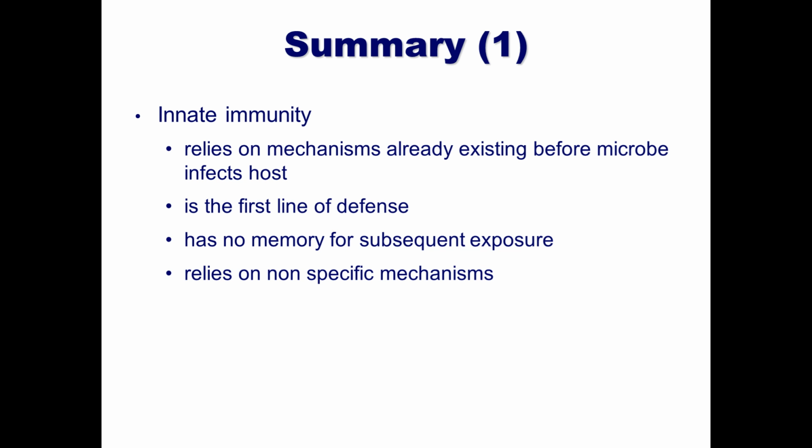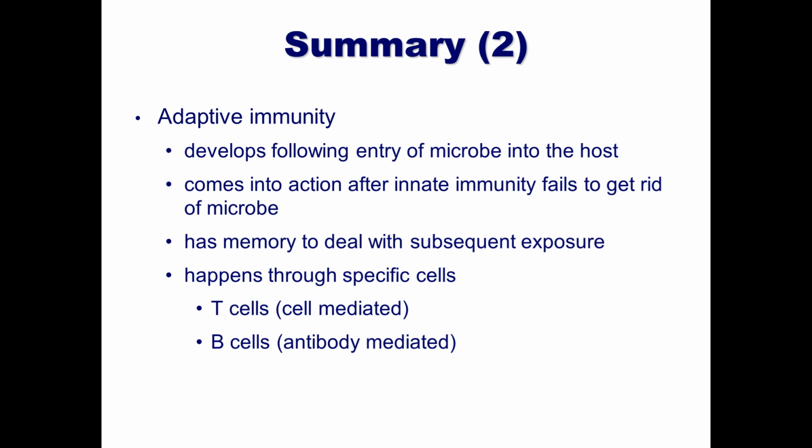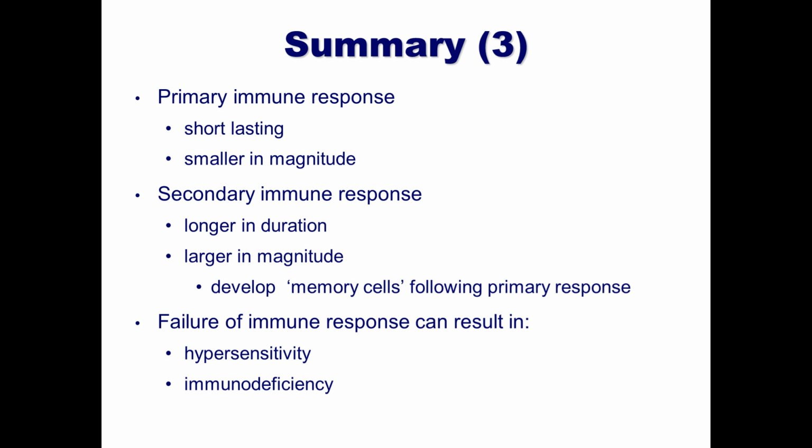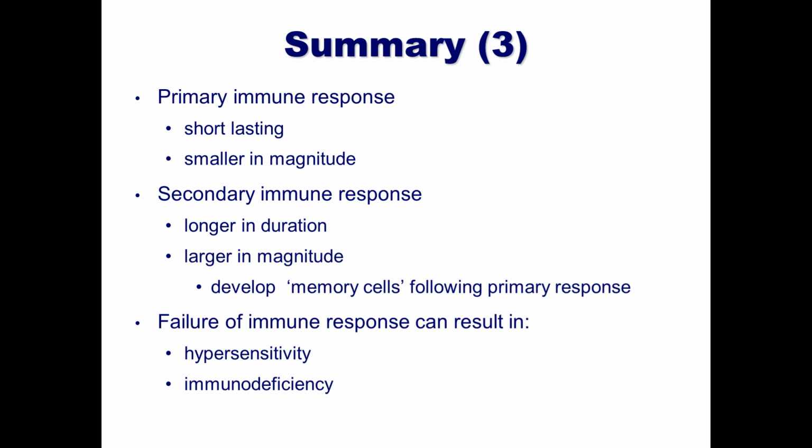We studied innate immunity. It is the first line of defense, has no memory and is a non-specific mechanism. Second, adaptive immunity develops after entry of microbes into the host cells, and it has a memory to deal with subsequent exposure and acts on specific cells: T cells, B cells, and memory cells. Third, the primary immune response is by IgM, the secondary immune response is by IgG, and failure of immune response can result in hypersensitivity and immunodeficiency. So these are all the types of immunity that come under the topic of serology and immunology.